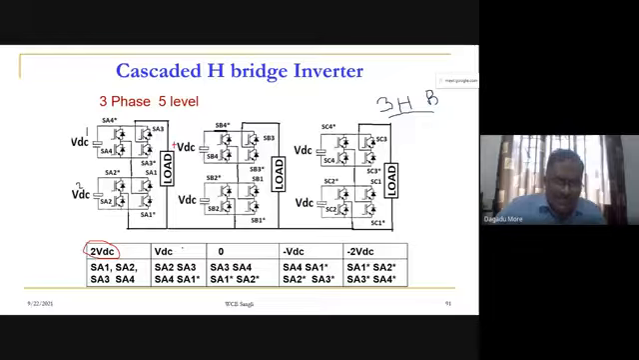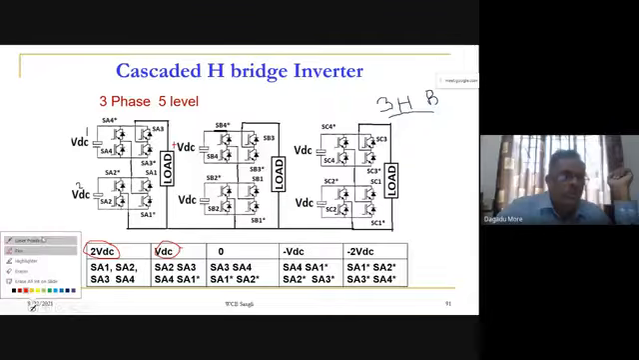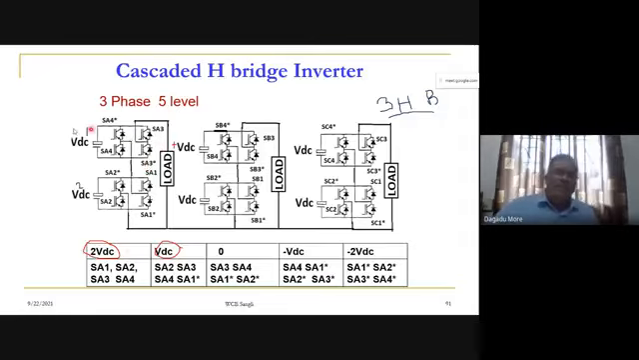When we get only VDC, only one source out of these 2 will come across the load with the switching, either the lower or the upper depending upon the switching. If only one source is coming across the load, then we get a VDC. The other source is not taking part at all.